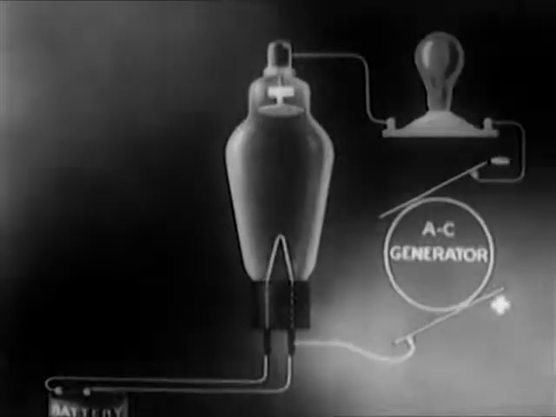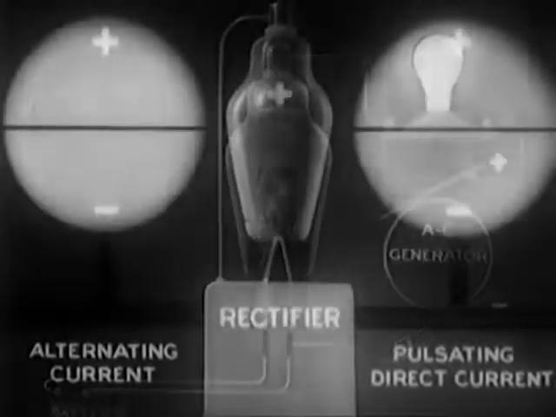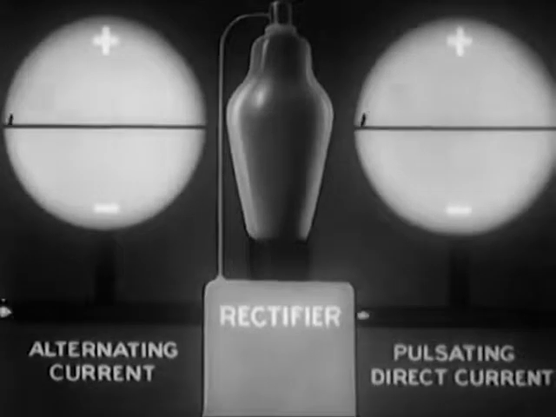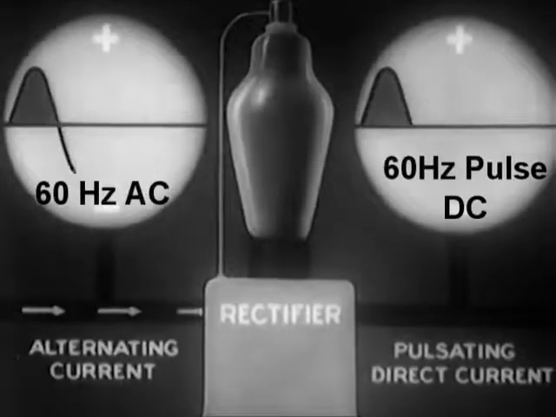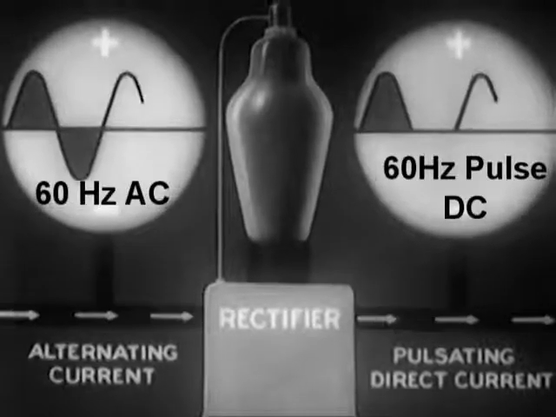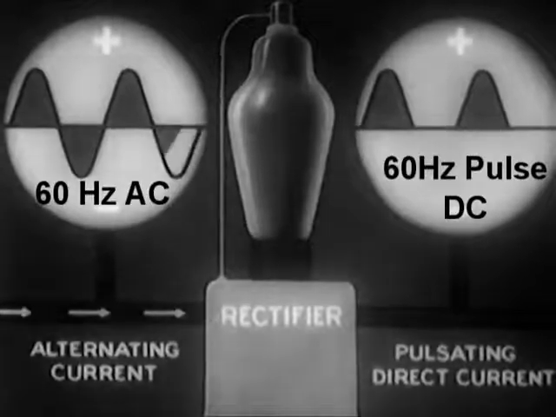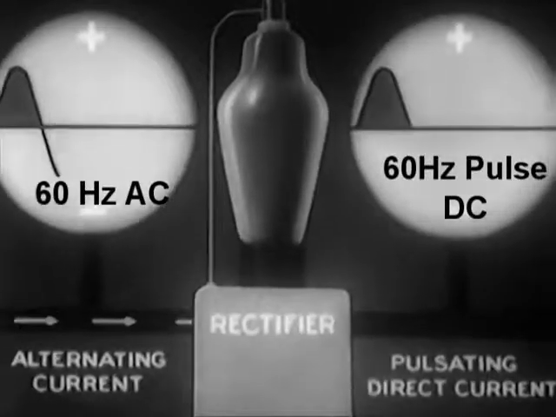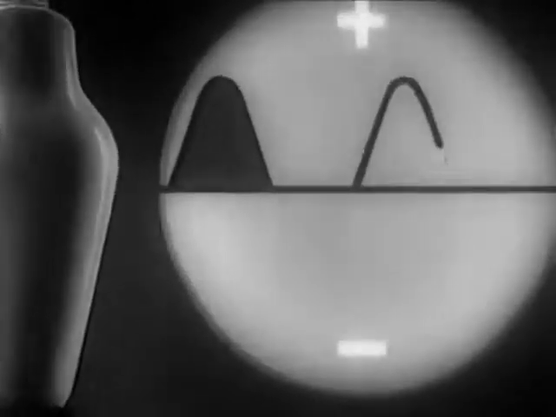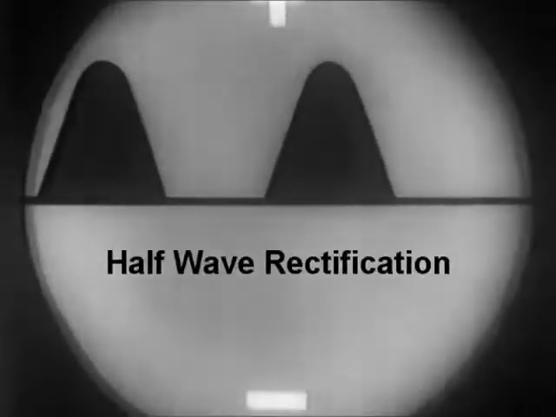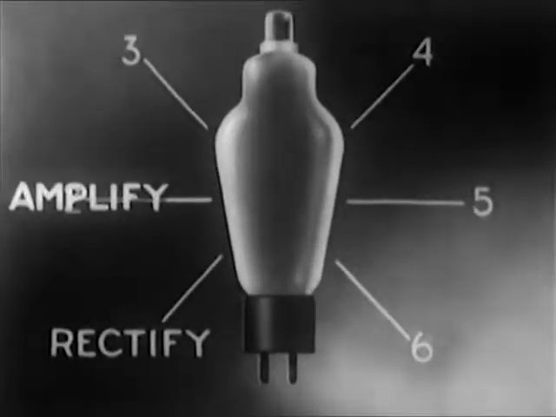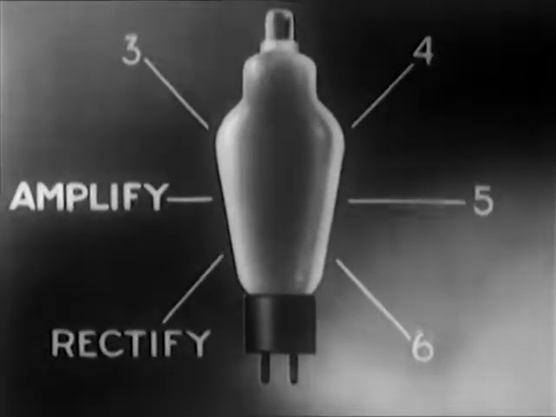We can visualize the result of the tube's rectifying action with the aid of these two oscilloscopes. The one on the left shows alternating current coming in. The one on the right shows pulsating direct current going out. The applications of this basic rectifying principle are many and important. The second basic thing we can do with it is amplify. Here's how.